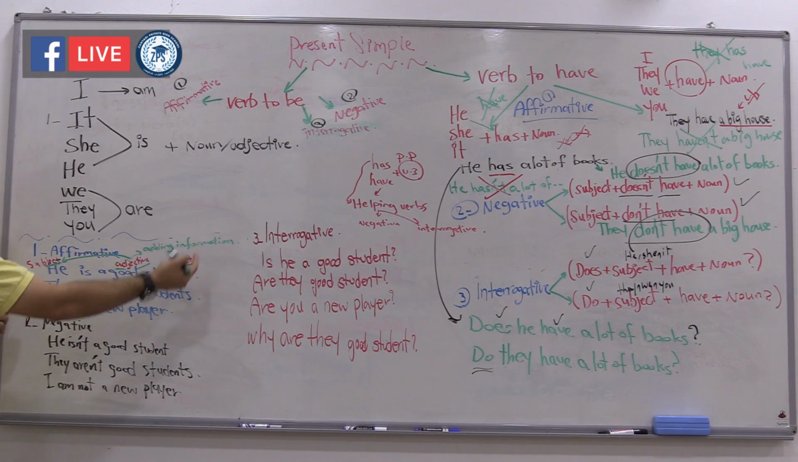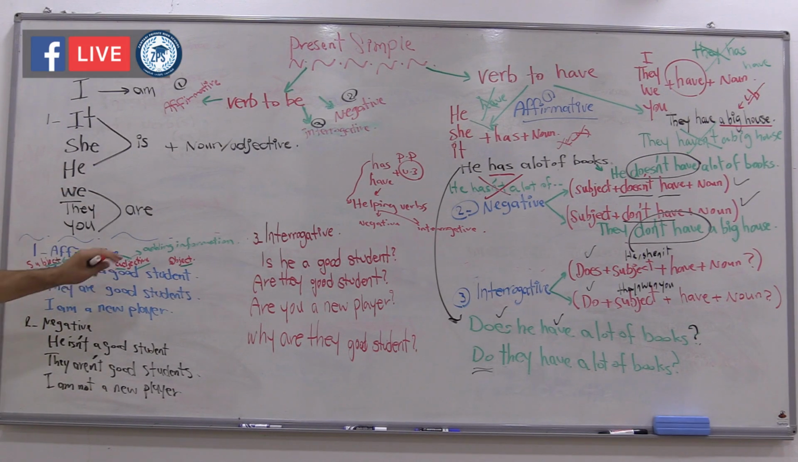An object, a complement of the subject. He is a good student. They are good students. Again, subject, adjective, and object. I am a new player. So let's move to the negative form of am, is, are.